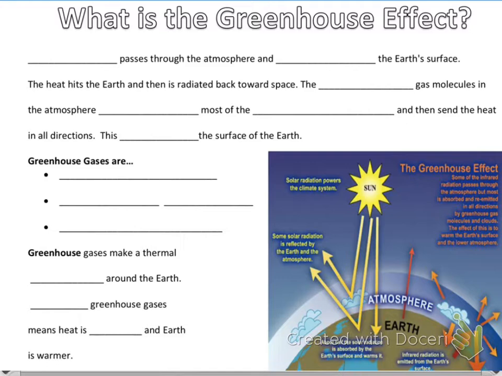And if you print them, I did try to make it fun so you could color it in if you wanted to just have little doodle notes, as they say. Anyways, here we go. So what is the greenhouse effect?